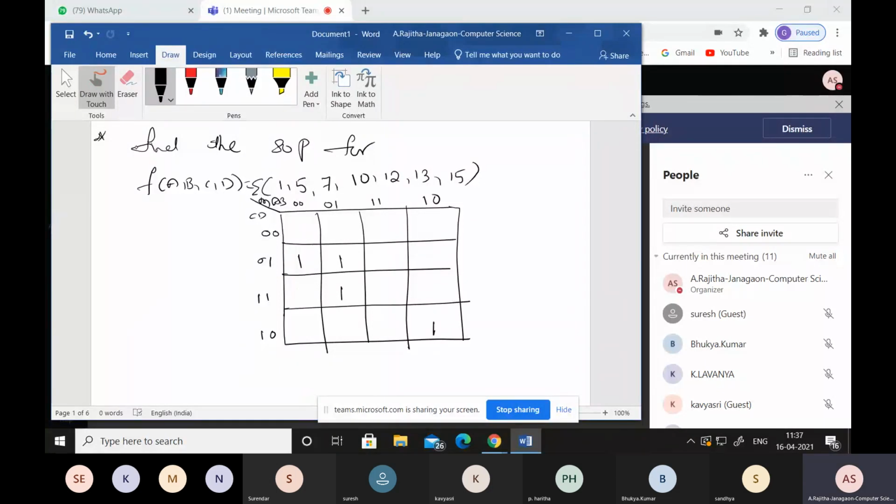Okay, now 1 is here, 2, 2, 3, 4, 5, 6, 7 is here. Now 8, 9, 10 is here, 11, 12 is here, 13 is here, next 14, 15 is here. Okay, so this is the concept.